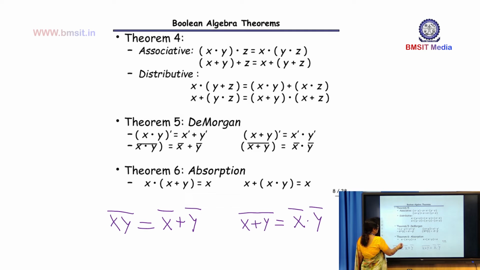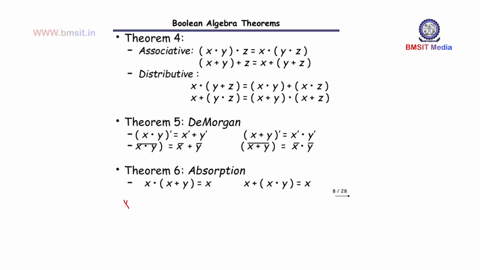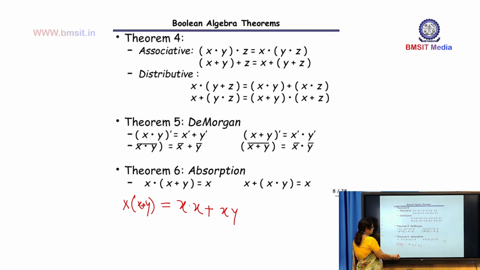According to this, multiplying x with (x plus y) is equal to x, and the second statement is x plus xy is equal to x. This I have already proved. For the first one, we are supposed to show that x into (x plus y) equals x. So I have taken x into (x plus y).